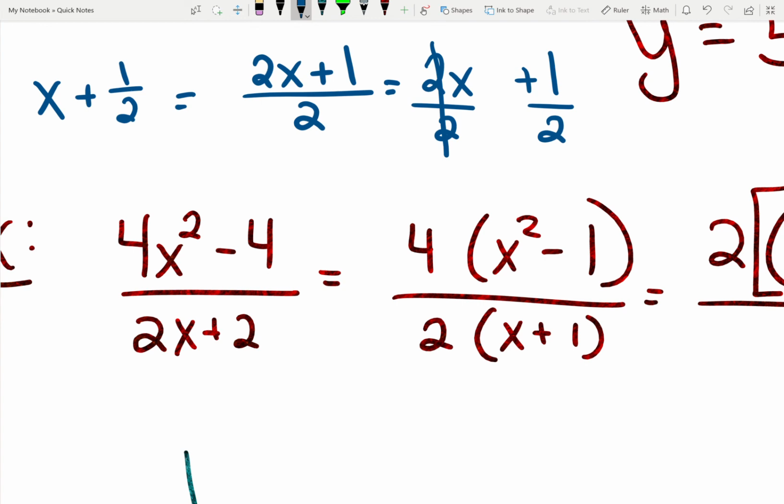4x squared minus 4 divided by 2x plus 2. And there goes my cat. One thing I want you to notice is that when we simplify it, it's all about factoring. So what can we factor out first from the numerator? Well, I can pull out this 4, and in the bottom, I'm going to factor out this 2. So on the outside of the parentheses, we have 4 divided by 2, which is just 2.